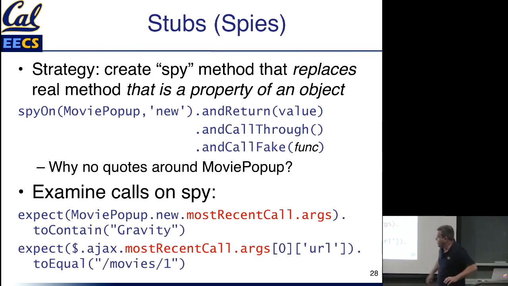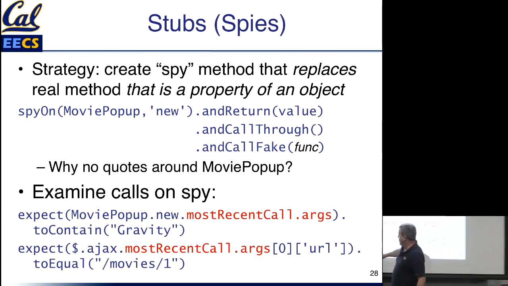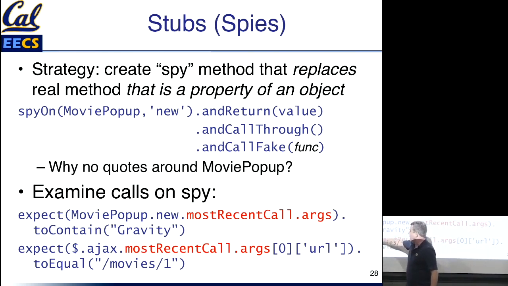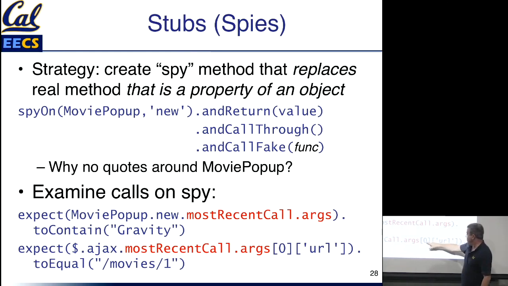I can also say things like, the last time I called an AJAX function, I want to make sure that, so here's a way to test, when I call AJAX, is it generating the correct route to make the AJAX request to the server? And I might check that by saying, I'll set up a spy on AJAX, and then I can ask, when AJAX was most recently called, the first argument to AJAX had a URL slot, and did that URL have the right value?